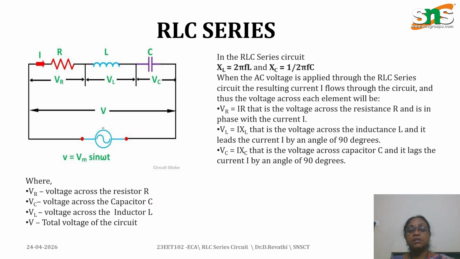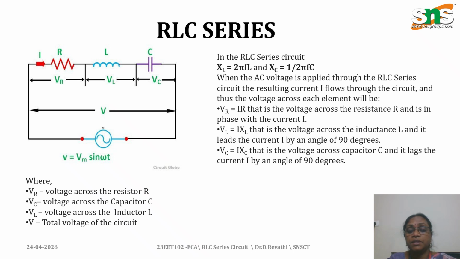The voltage across the resistor is VR, the voltage across the inductor is VL, and the voltage across the capacitor is VC. Adding these three voltages gives the supply voltage, V equal to Vm sin omega t. VL, the voltage across the inductor, leads the current by 90 degrees. VC lags the current by 90 degrees.